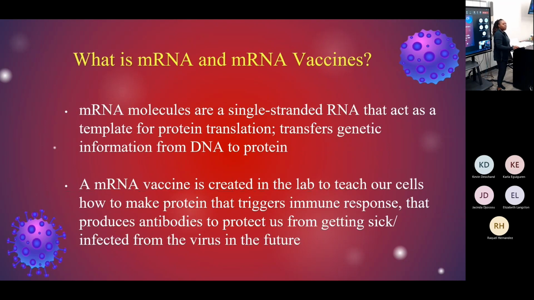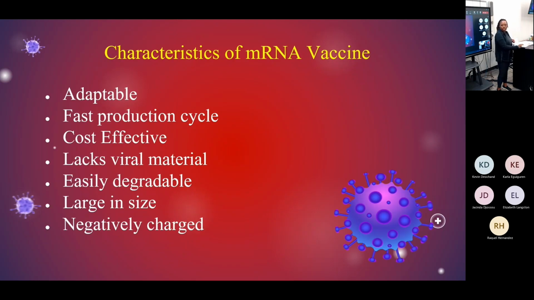So messenger RNAs are single-stranded RNAs that act as a template for protein translation, and they transfer genetic information from DNA to protein. So mRNA vaccines are created in a lab to make proteins that trigger an immune response, as well as produce antibodies that protect from getting sick or infected from a virus in the future. So what are their characteristics?